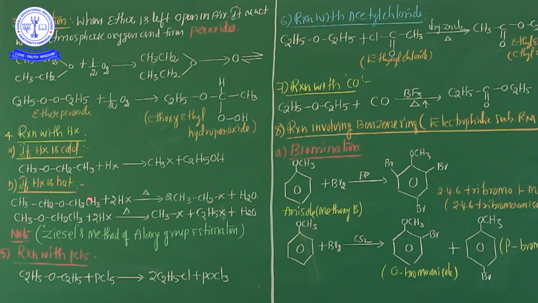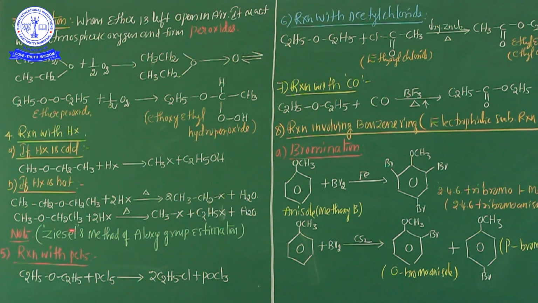And the hot condition of hydrogen halide is very important. In the hot condition, diethyl ether, with ethyl on this side and ethyl on that side, is treated with hydrogen halide on heating. On heating, ethyl halide and a water molecule are released. Now ethyl methyl ether treated with hydrogen halide gives methyl halide, ethyl halide, and additionally water.